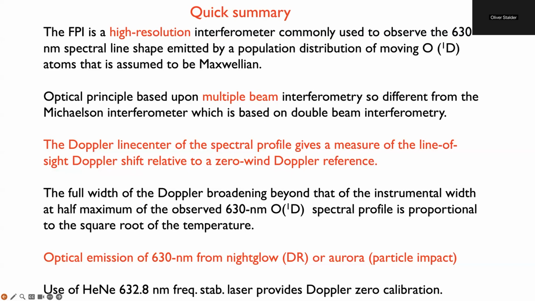So the Doppler line center of this spectral profile gives a measure of the line of sight Doppler shift, but relative to a zero-wind Doppler reference. For a radar instrument, to measure Doppler shift, you usually have a local oscillator that gives you the Doppler zero shift reference. We don't have anything like that in the Fabry-Pérot world. We do have a frequency stabilized laser at 632.8 nanometers, but it's about 2.8 nanometers away from the 630 emission. And it's close enough for the purpose of calibration, but it doesn't give us a good measure of the zero wind Doppler reference that we really would like to have. The full width of the Doppler broadening gives us a measure of the temperature. We also have optical emission as a result of particle impact.